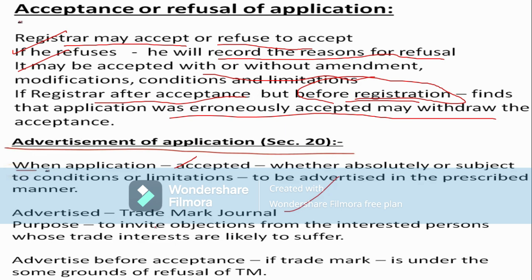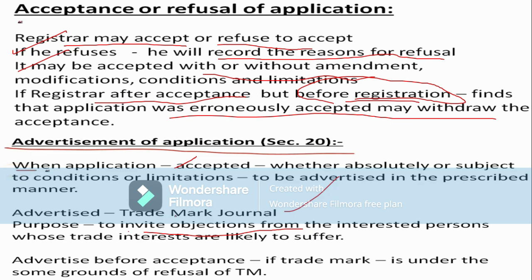And what is the purpose of advertising? The purpose of advertising is to invite objections from the interested persons whose trade interests are likely to suffer. What does this mean? If I apply for registration of a trademark, and the application is accepted, the registrar goes for advertisement of the application. Advertisement means they will advertise my trademark in the trademark journal.